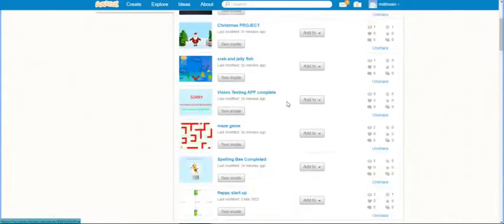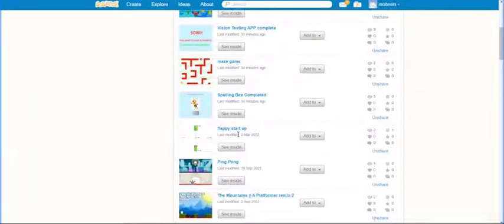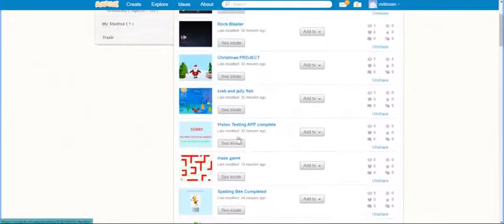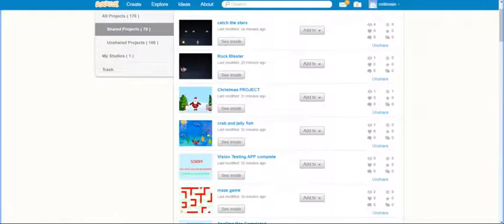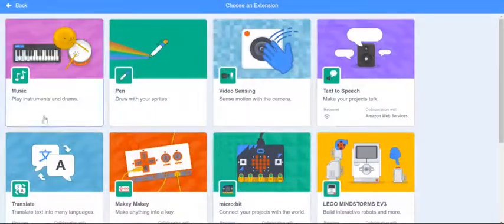So I have done these different types of projects over here: Flappy Bird, Ping Pong, Crab and the Jellyfish. As far as the extensions, I have used extensions like Music, Pen, Video Sensing, Text to Speech, and Translate. See, these are the extensions I have used so far.